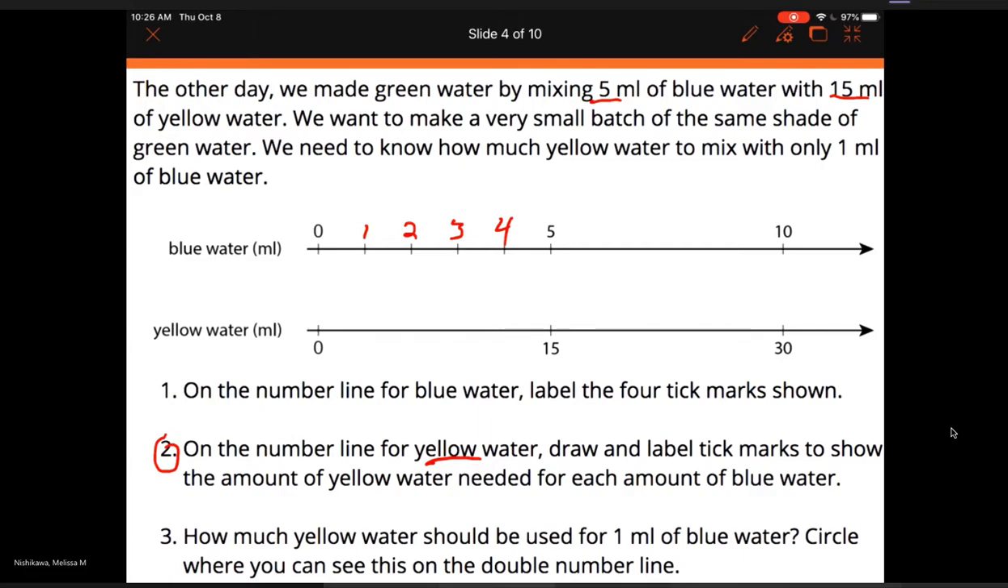So now we're going to draw our tick marks. So we come here to 15. You're going to have the same tick marks as above, but it's not going to be 1, 2, 3, 4, 5 all the way to 15. So what you have to do is, so we have 5 units. You have to take 15 and divide it by the number of units, or 5. So 15 divided by 5 is 3. Okay?